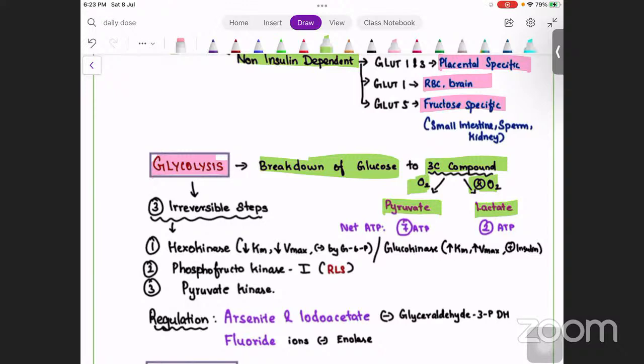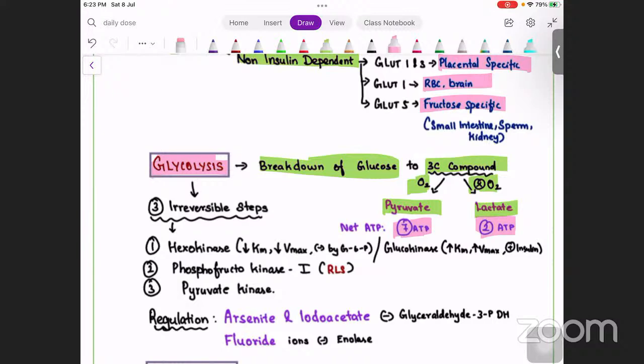And what is the net ATP gained? The net ATP gained at the end of aerobic glycolysis is 7, while the net ATP gained at the end of anaerobic glycolysis is 2. Okay.